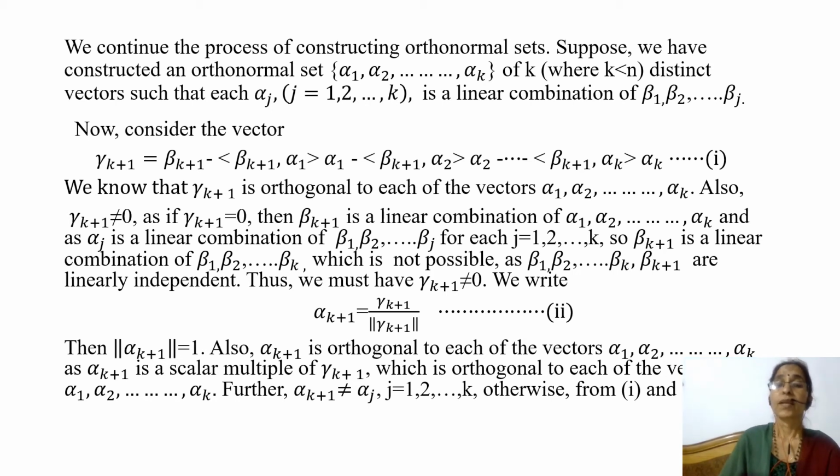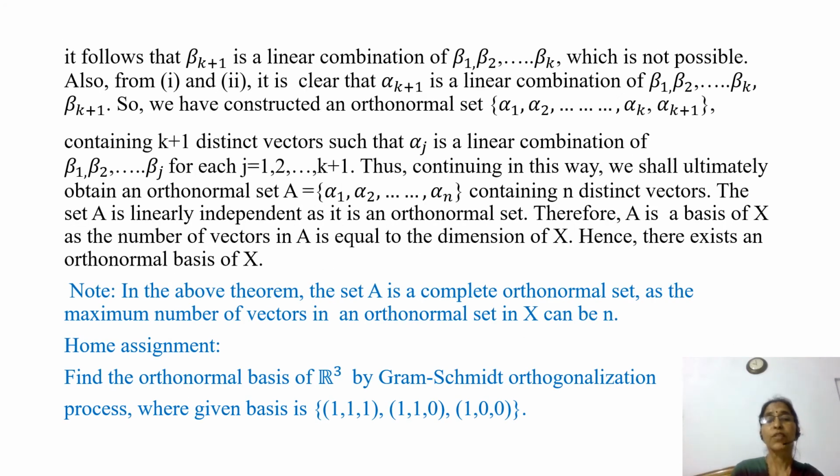And we also note that alpha k plus 1 is not equal to alpha j for j equal to 1 up to k, because if alpha k plus 1 is equal to some alpha j, then from 1 and 2 it follows that beta k plus 1 is a linear combination of beta 1, beta 2 up to beta k, which is not possible as these vectors are linearly independent. Also, from 1 and 2, it is clear that alpha k plus 1 is a linear combination of beta 1, beta 2, up to beta k plus 1.